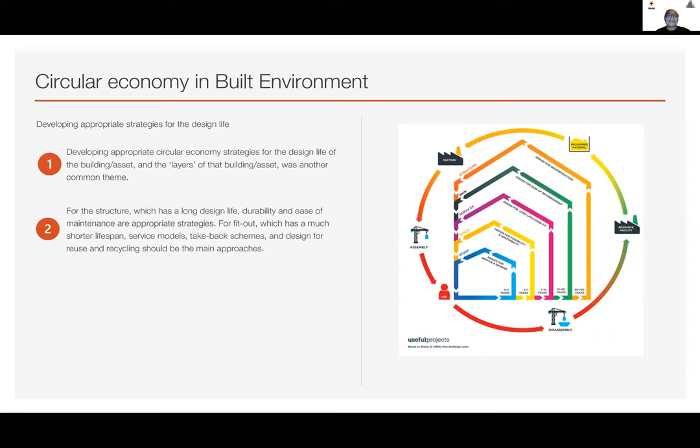asset. And the layers of that building and asset was another common theme. For the structure, which has a long life, durability and ease of maintenance are appropriate strategies. For fit out, which has a much shorter lifespan, service models, take back schemes, and design for reuse and recycling should be the main approaches. So imagine a housing product or a construction product which has a long design life and is very durable, like a brick that can be reused again and again, so that it can be repurposed for another purpose.